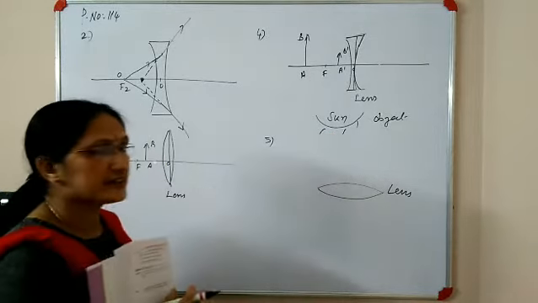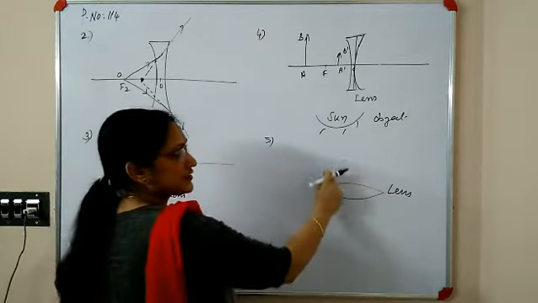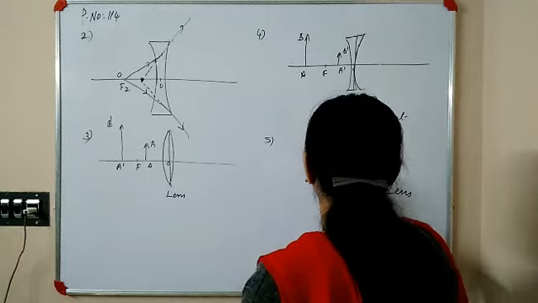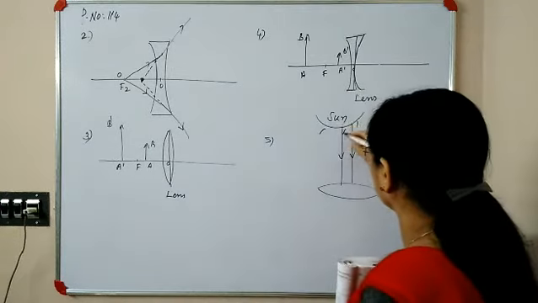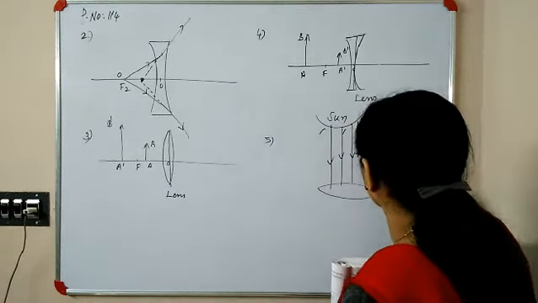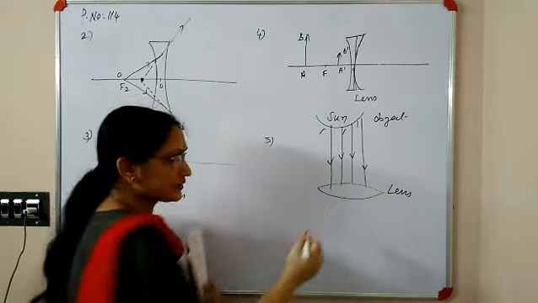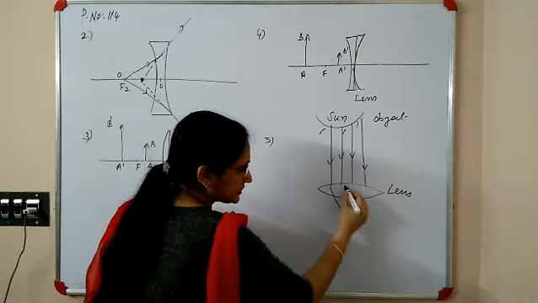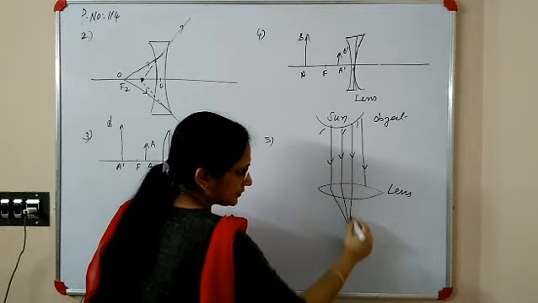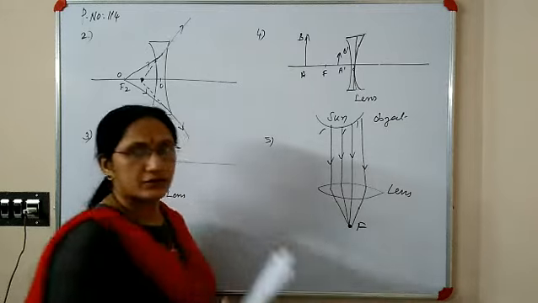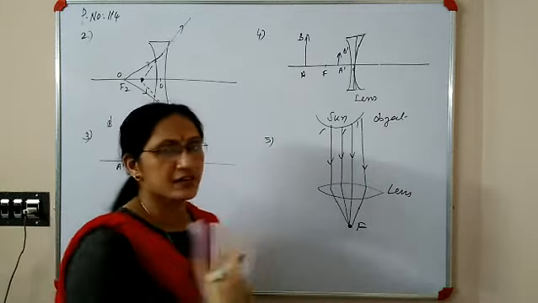Okay, so the light rays coming from an object which is at infinity are parallel rays. And where will the parallel rays converge? They converge at the principal focus. Okay, at principal focus they will converge.